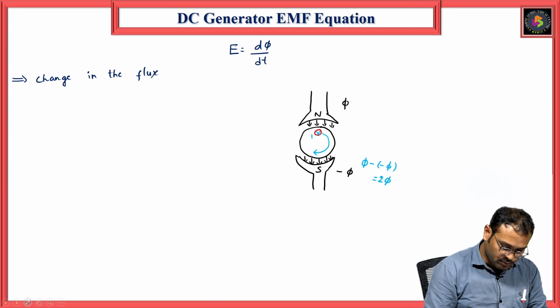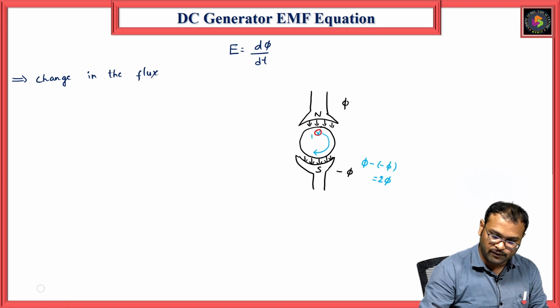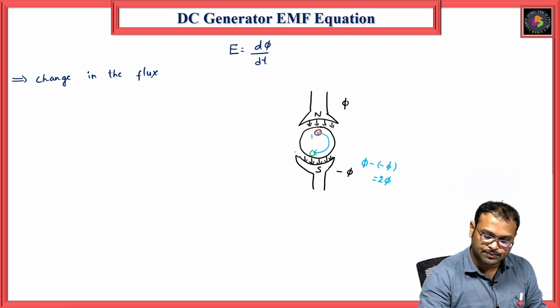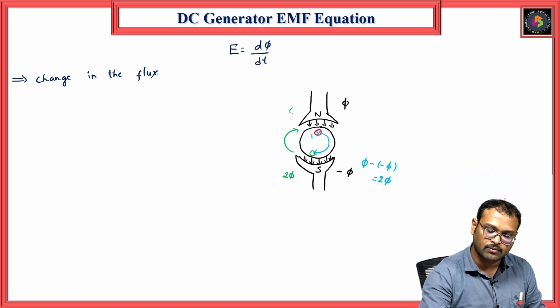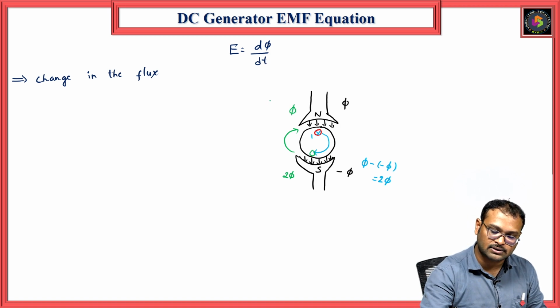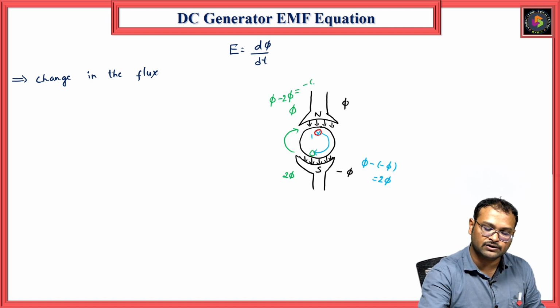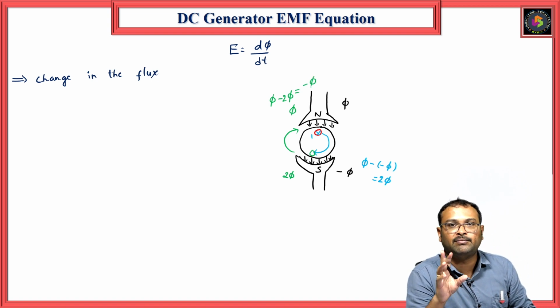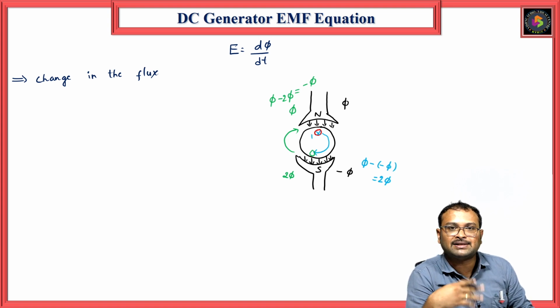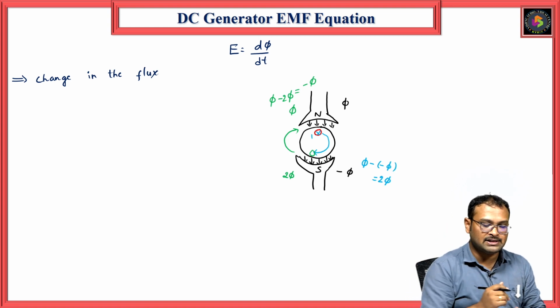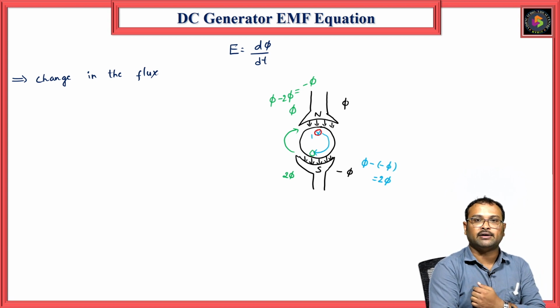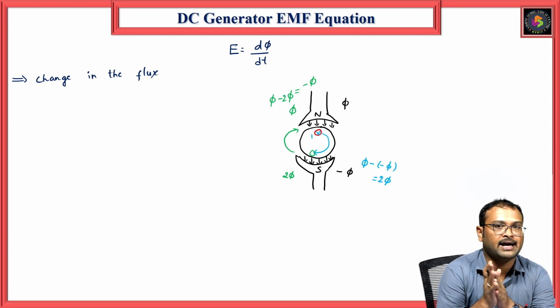Similarly, it is moving from this point to this point. Here its flux is already minus phi, and now the flux is phi. So what is the change in flux? Phi minus minus phi, that is 2 phi. So the flux is reversed, that means the magnitude is the same. The change in the flux again is 2 phi. So we will consider that in a revolution, the change in the flux d phi is taken as phi per pole crossing.